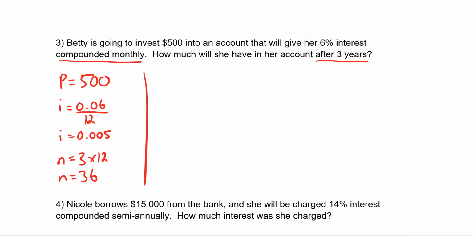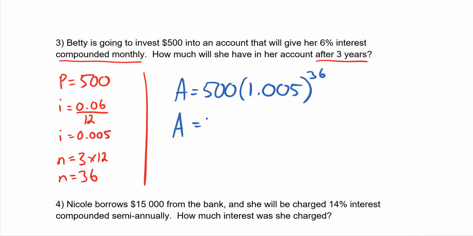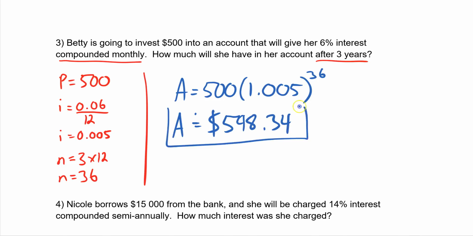So just like with exponential growth, the exponent represents how many times this is occurring. So in our formula, just like exponential growth, 500 times... Now you don't have to show me 1 plus, you can just put 1.005 to the power 36. And we are normally going to have to round our answers here, so always give me 2 decimal places. So this will give approximately $598.34. There's our final answer.